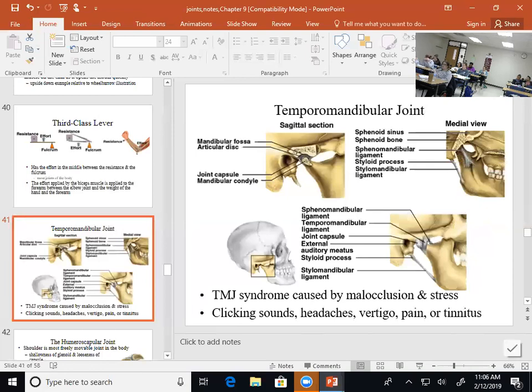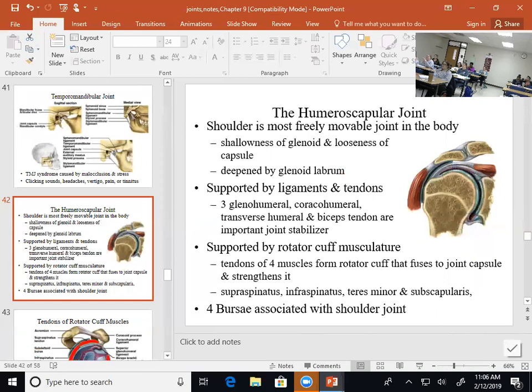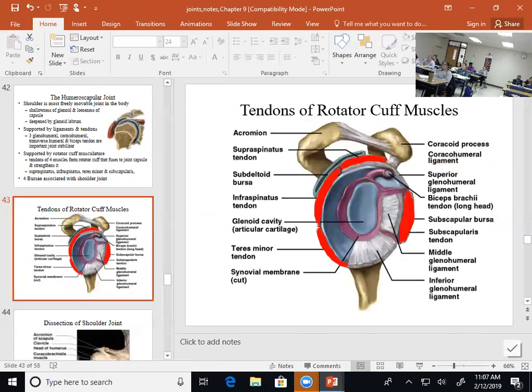So anyway, the humeroscapular joint, y'all know the humerus and the scapula. So this is the shoulder joint. Y'all often hear about shoulder injuries, don't you? And again, because it's so freely movable. But the rotator cuff is this area where these tendons are attaching and stabilizing this joint. So you can have rotator cuff tears. And so when they go in here, they're usually trying to repair these tendons that are attached here.